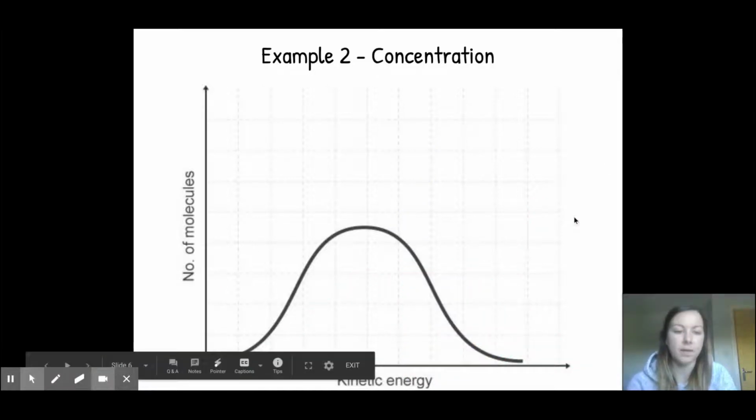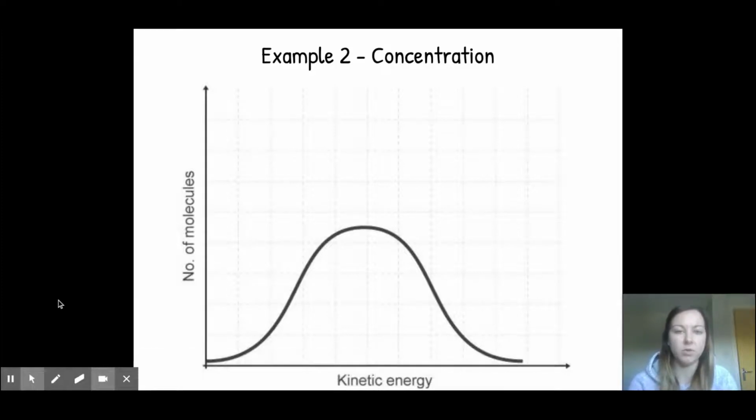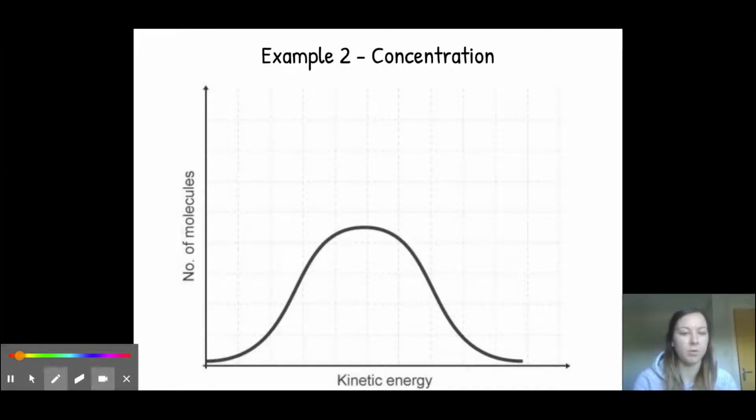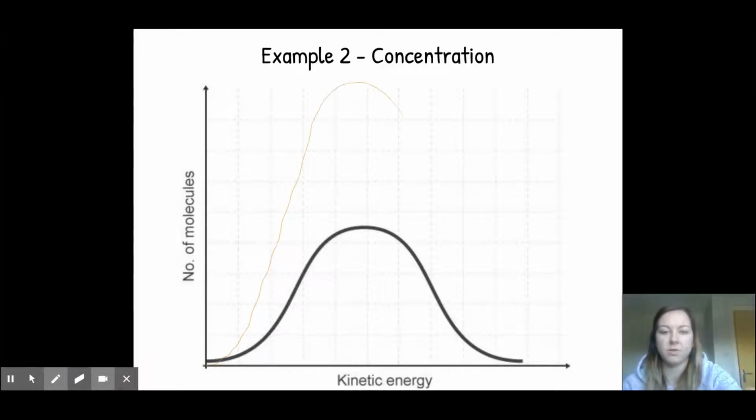The second example we have here is concentration. And again, we're just going to take a very logical approach to this and think to ourselves, if we are to double the concentration, there is going to be double the number of molecules in our solution. So it makes sense that our number of molecules is going to go up. Therefore, our graph is going to look something like that.